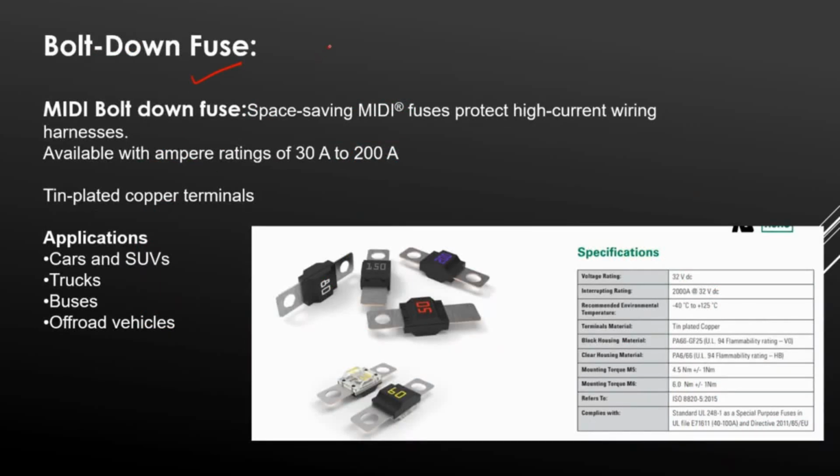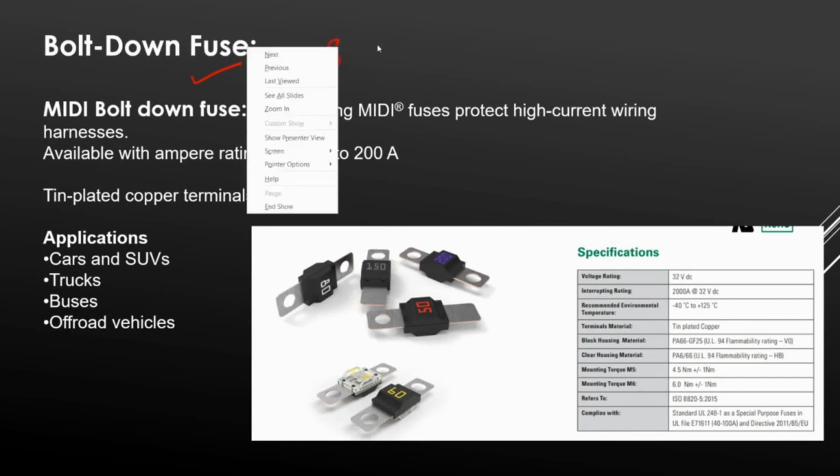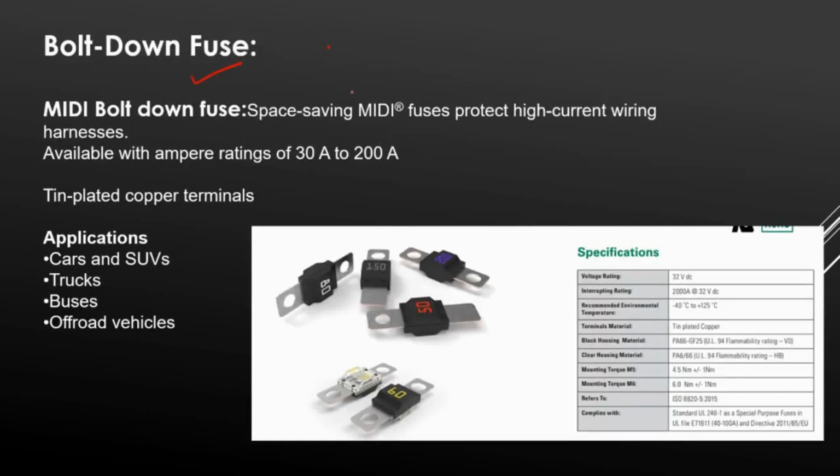Coming to the bolt down fuse, the bolt down fuse comes under the slow blow fuse, or time delay fuse. In this also we have the MIDI and the mega. So MIDI bolt down fuses are space saving MIDI fuses that protect high current wiring, available with ampere ratings of 30 amps to 200 amps.